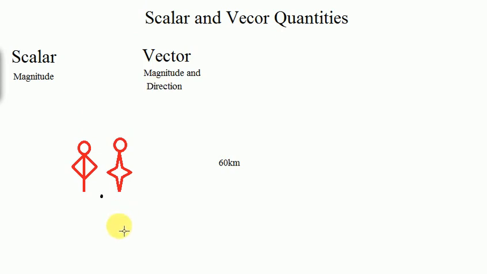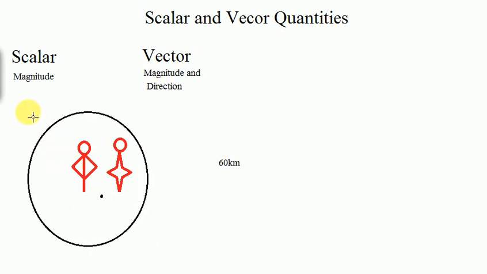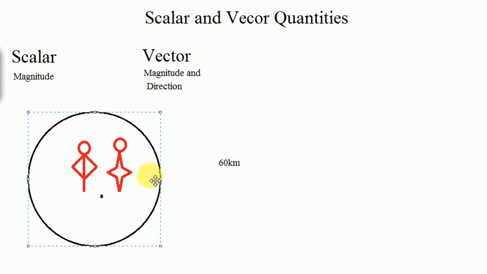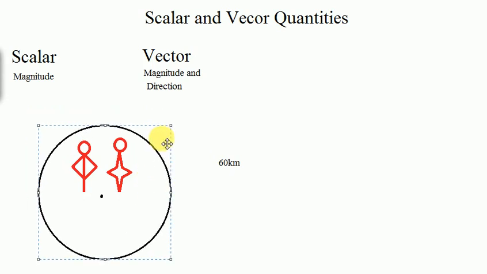So for that, let me draw a circle, and let us consider this as the center of the circle. So what will happen? The treasure could be here at a distance of 60 kilometers. The treasure could be here at a distance of 60 kilometers. So the treasure basically could be anywhere on the circle.